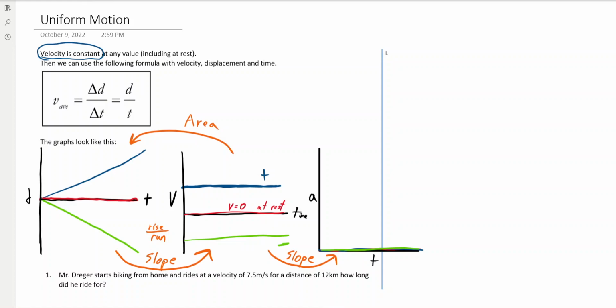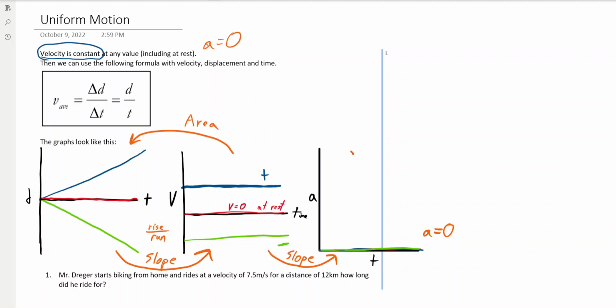So in all of these cases, a equals 0, because the slope is 0. So when velocity is constant, that means a equals 0. That's the big takeaway from this uniform motion stuff. When a question says velocity is constant, or it says the object or person is at rest, you have to remember in your head, oh yes, acceleration is 0.